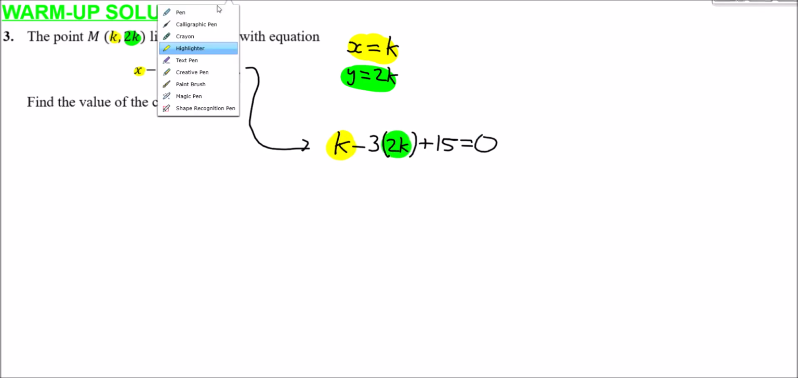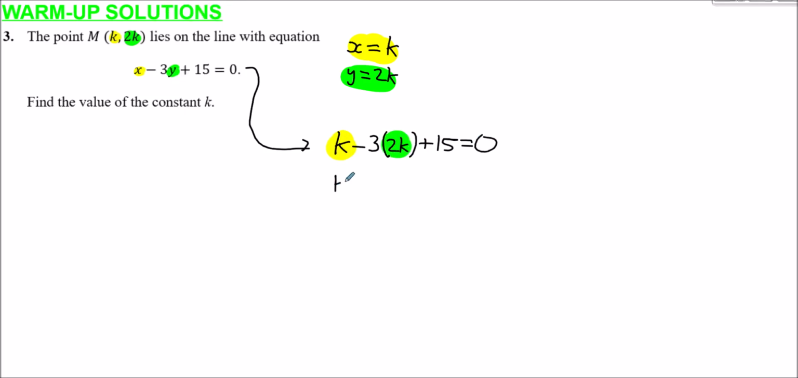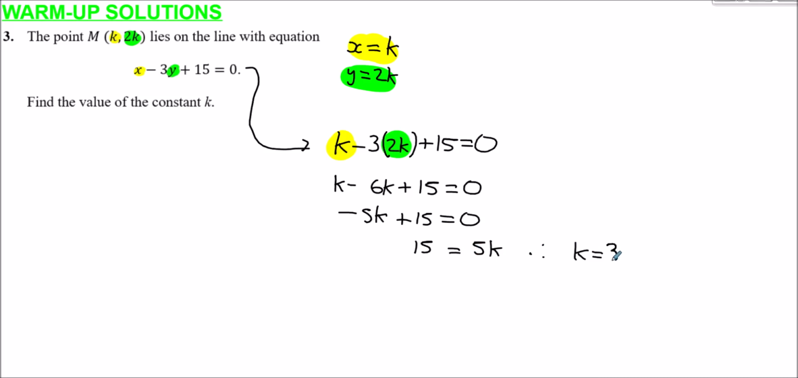So expand this out. We're going to have k minus 6k plus 15 equals 0, minus 5k plus 15 equals 0. Add 5k to both sides, so 15 equals 5k. Finally, divide both sides by 5. Therefore, k must equal 3.